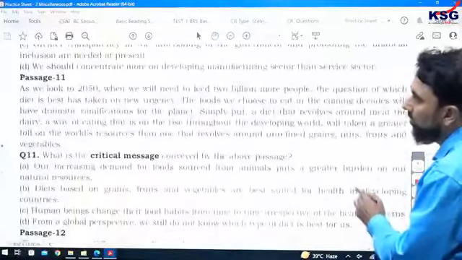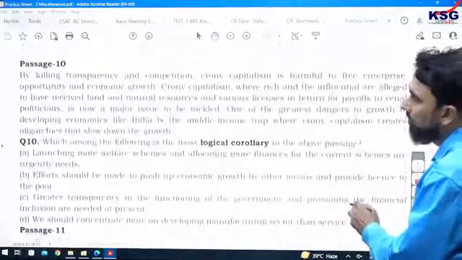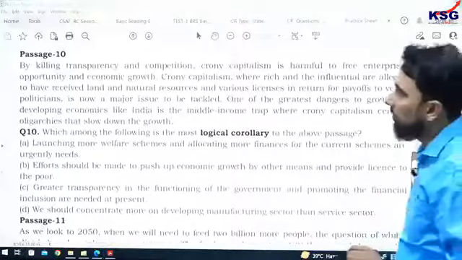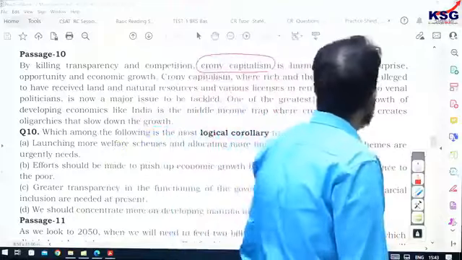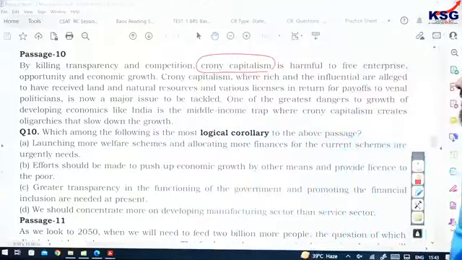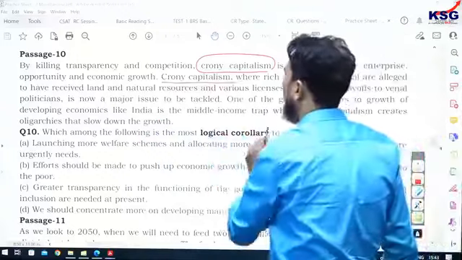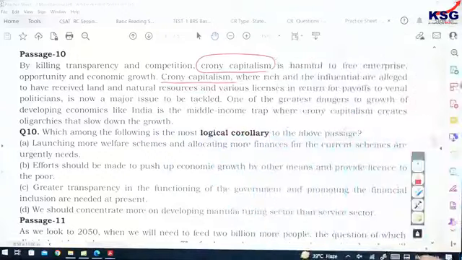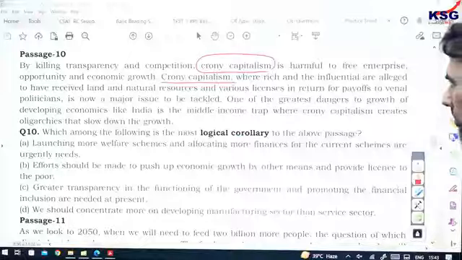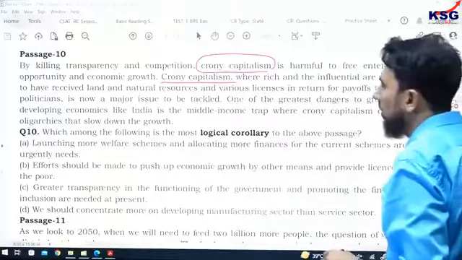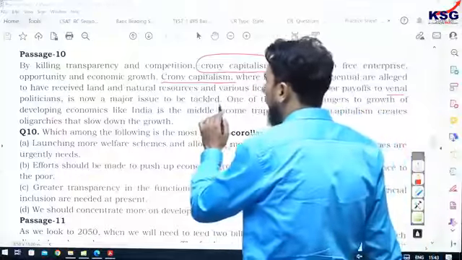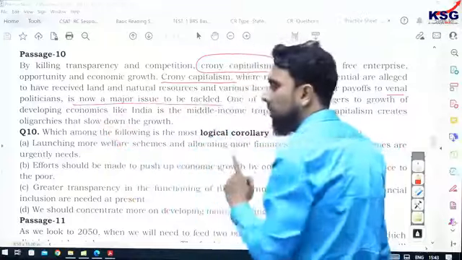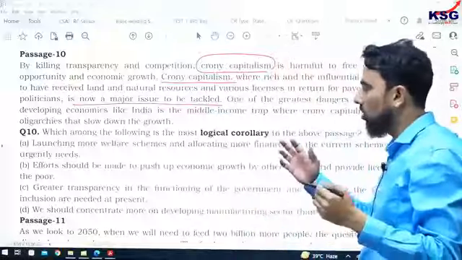Done. Now let's see passage 10. Tell me, how simple a passage it is. It says that by killing transparency and competition, crony capitalism is harmful to free enterprise, opportunity and economic growth. What is crony capitalism? It is being defined here, where rich and influential are alleged to have received land and natural resources and various licenses in return for payoffs to venal politicians. Venal means corrupt. Is now a major issue to be tackled. Crony capitalism, a major issue that can cause corruption.